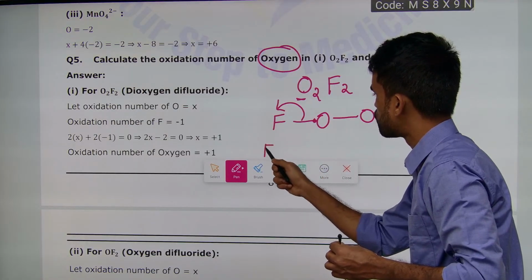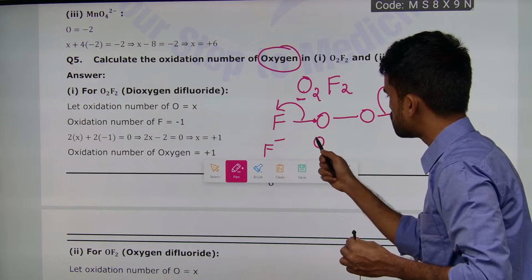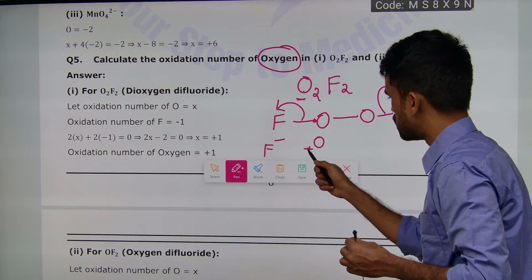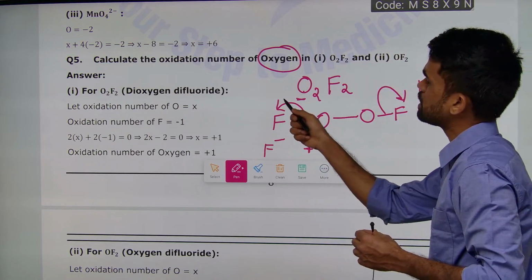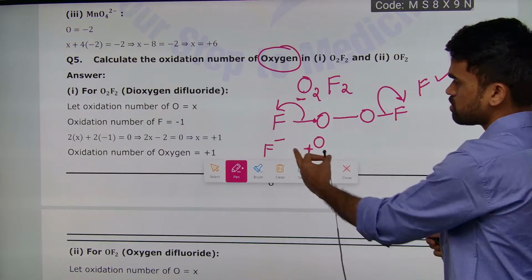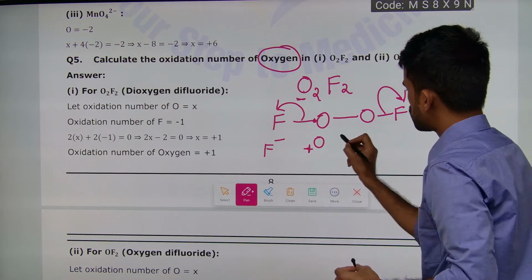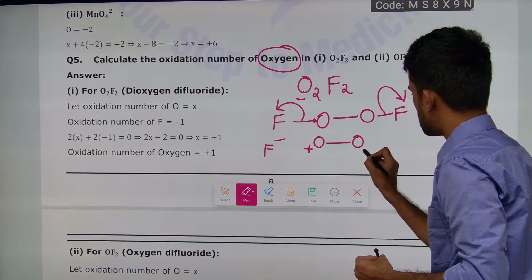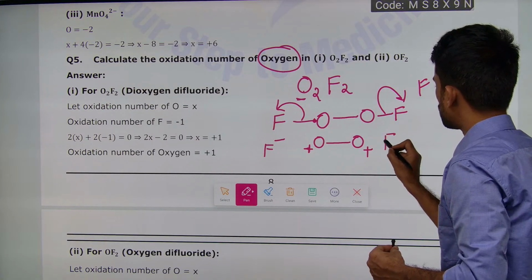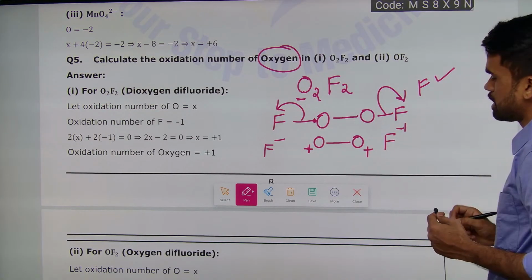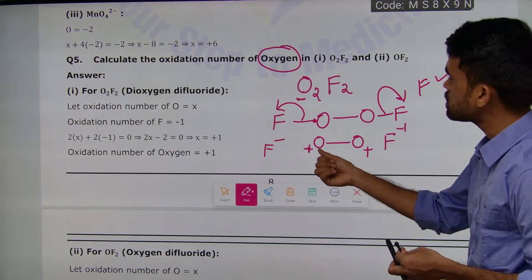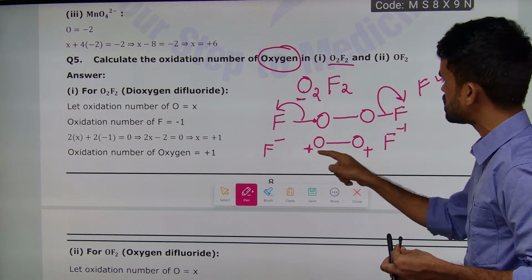Therefore fluorine becomes fluoride ion and oxygen becomes O plus here. Why O plus? Because electrons are taken by fluorine only, that's why it is becoming fluoride. So here the bond remains same, here also +1 and fluorine is in -1 oxidation state, that is fluoride. So each oxygen in O2F2 is with what charge?